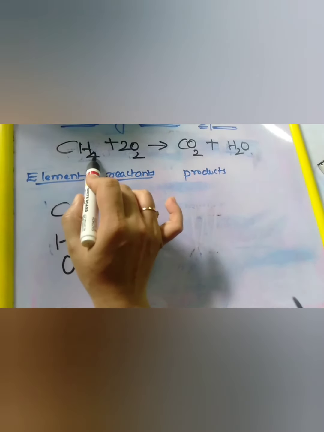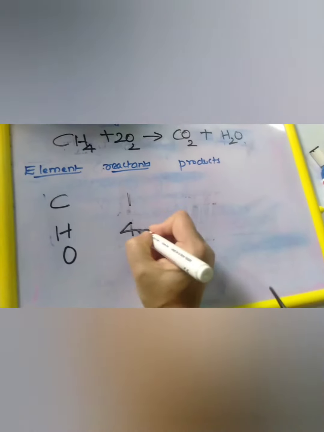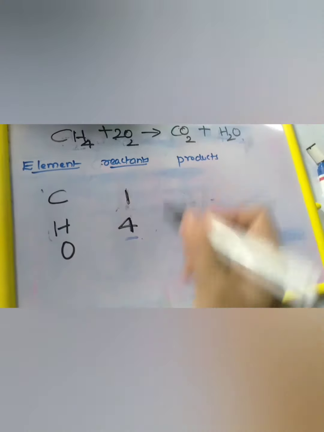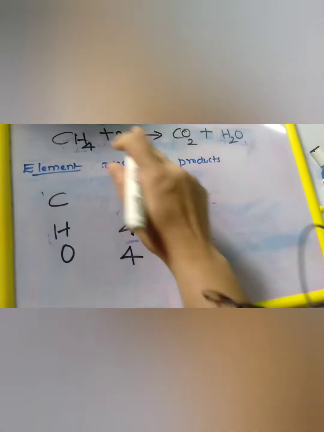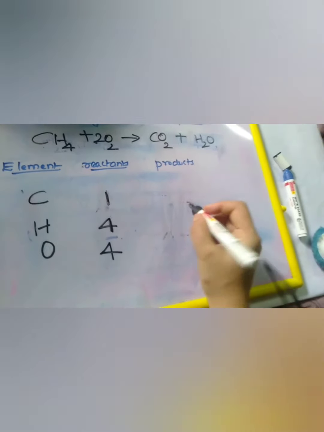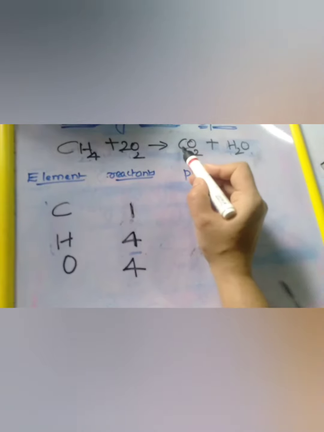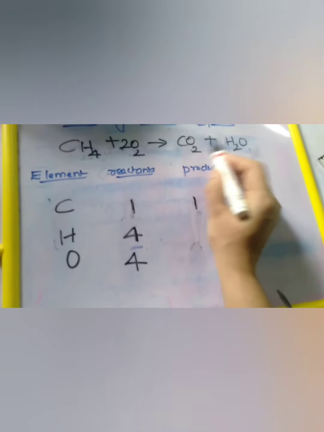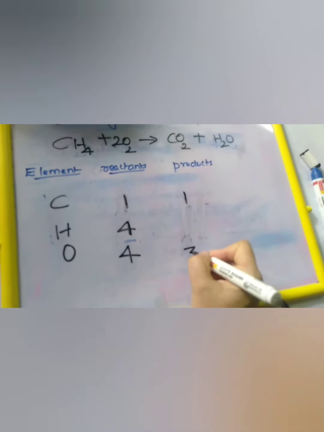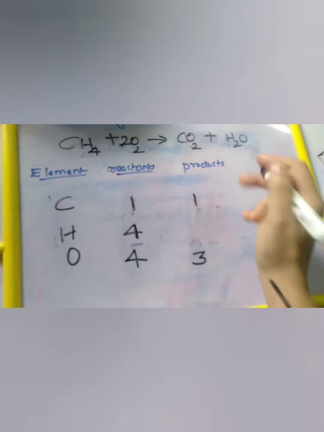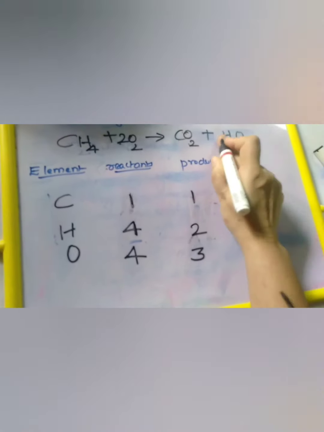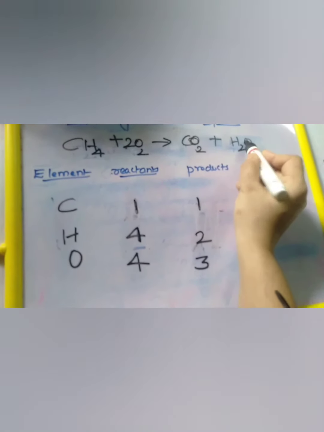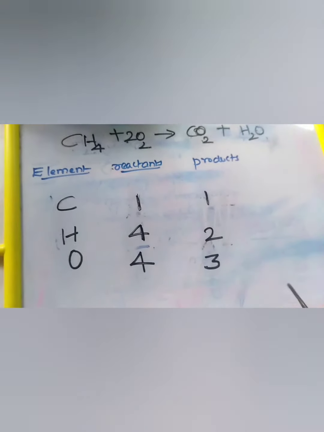4 H is how much? H is 4 here. Similarly O is how much? 2 into 2. O is also 4. Remember, let's see the product side. In the product side carbon is 1. O is how much? 2 here and 1 here. O is 3 here. And H is how much? 2 here. H2. O is 3. Note down O: here O is 2 and 1 here. It is total 3. Okay.